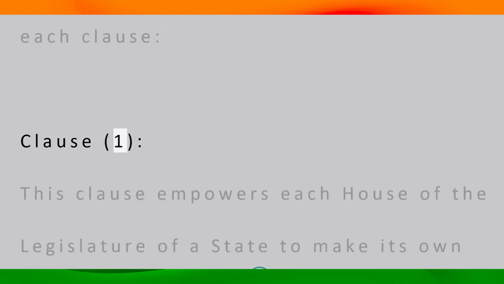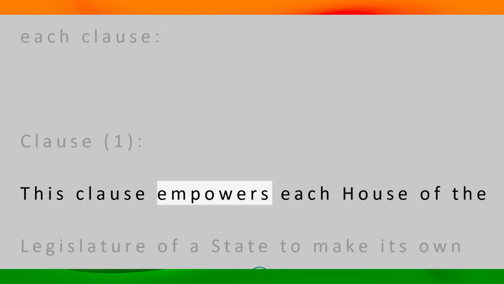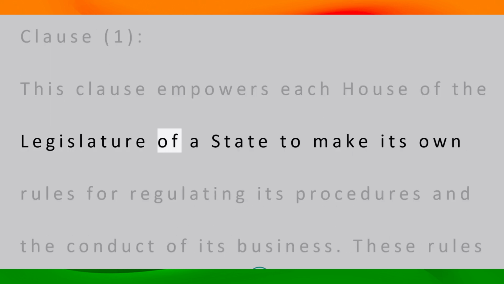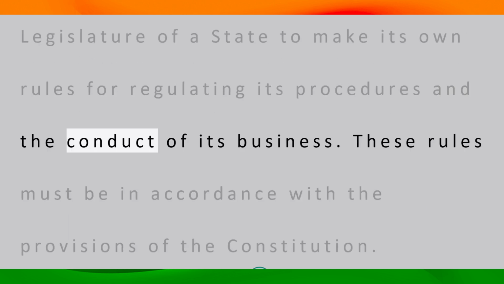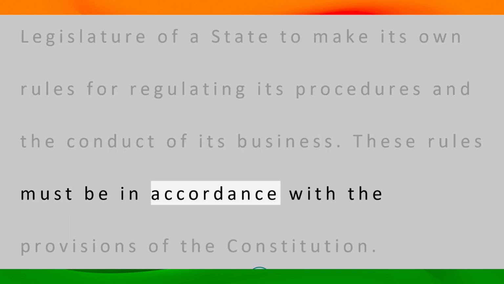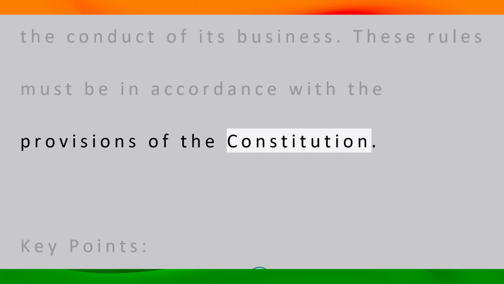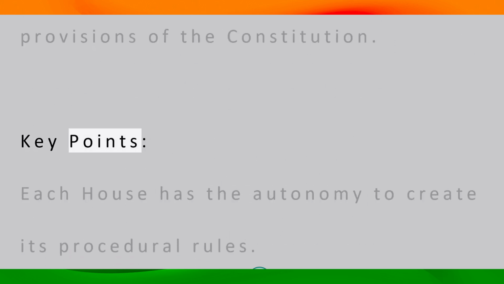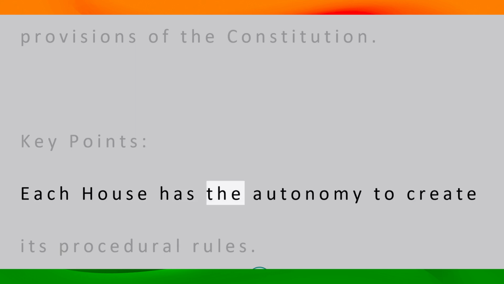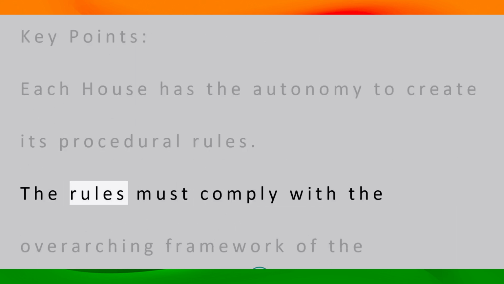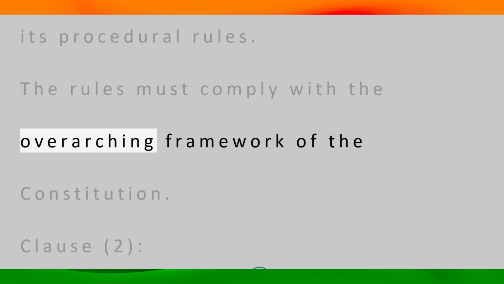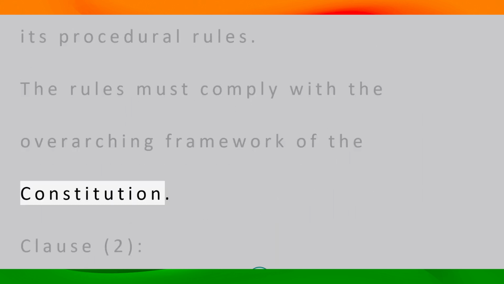Clause 1. This clause empowers each house of the legislature of a state to make its own rules for regulating its procedures and the conduct of its business. These rules must be in accordance with the provisions of the Constitution. Key points. Each house has the autonomy to create its procedural rules. The rules must comply with the overarching framework of the Constitution.